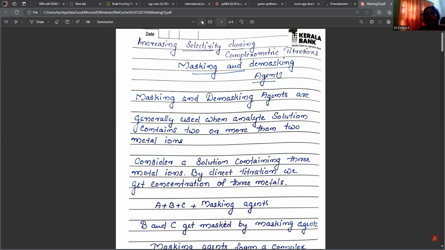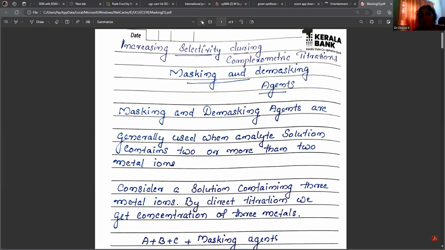Selectivity means that if there is more than one metal ion present, or some metal ions present as impurities, how do we determine the concentrations of different metal ions in a mixture separately. And that method is increasing selectivity during complexometric titrations. One of the methods is masking, using masking and demasking agents during complexometric titrations.